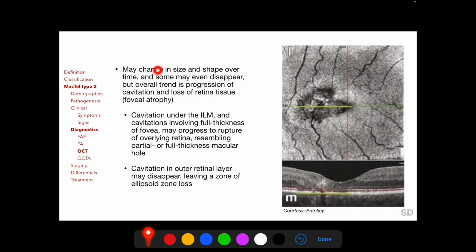Cavitations may change in size and shape over time, and some may even disappear, but the overall trend is progression of these cavitations, resulting in loss of retinal tissue and foveal atrophy, which leads to reduction in central visual acuity. Cavitations under the internal limiting membrane, and cavitations involving the full thickness of the fovea, may progress to rupture of the overlying retina, resembling a partial or full thickness macular hole, and cavitations in the outer retinal layer may disappear, leaving a zone of ellipsoid zone loss as seen here in this B-scan OCT, corresponding to this en face OCT segmented at the layer of the ellipsoid zone.